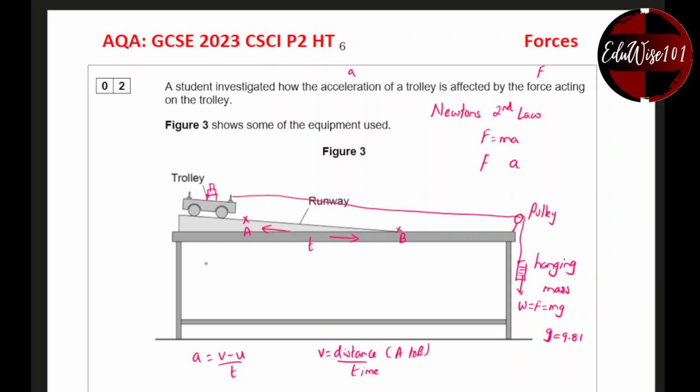The initial velocity is going to be 0. What you're measuring is actually the average velocity. It still will be okay to work out the acceleration, and then you can plot a graph of force versus acceleration.